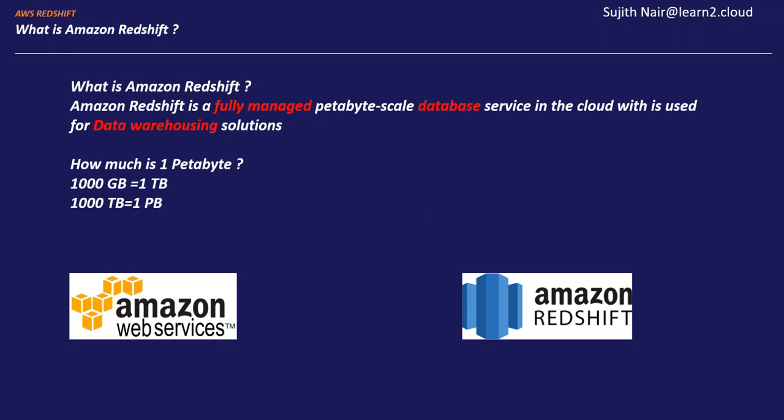The next important point on this slide is petabyte scale. How much is 1 petabyte? 1 petabyte is equal to 1000 terabytes. Why is that important? It is important because it shows the capacity of Amazon Redshift. As a customer, when you decide that you want your data warehouse to be on Amazon Redshift, you can be confident that you will not encounter a situation where Amazon Redshift will not be able to scale and will not be able to give you what you need in terms of capacity to store data.